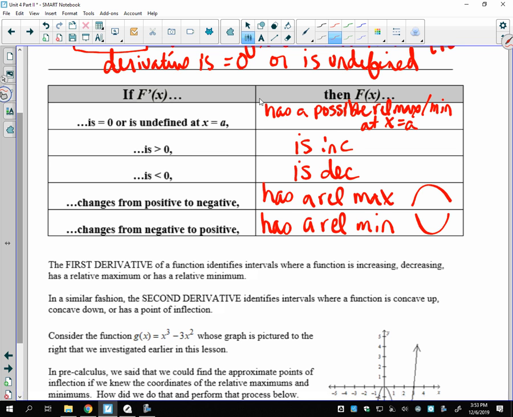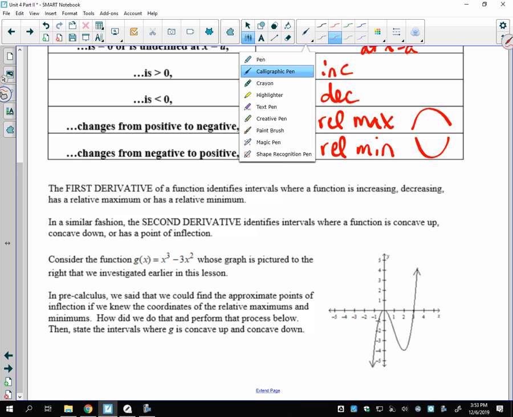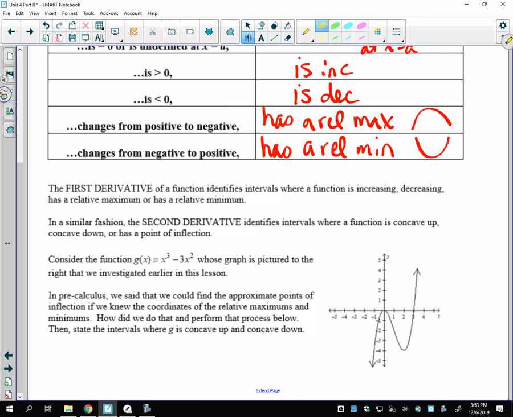It says the first derivative of a function identifies intervals where a function is increasing, decreasing, or has a relative max or min. That's not new to us. New to us, that we've only talked about in terms of tangent lines over approximating and under approximating, is that the second derivative identifies where a function is concave up, concave down, or has a point of inflection. A point of inflection is where your graph changes concavity, okay? It says in pre-calculus we said you could find approximate points of inflection if you knew the coordinates of the relative max and mins. State the intervals where the graph is concave up and concave down.